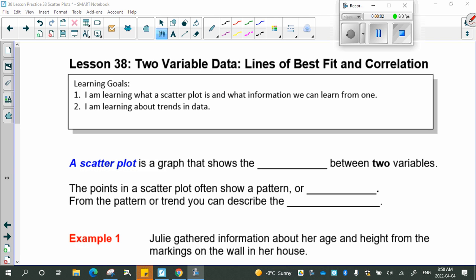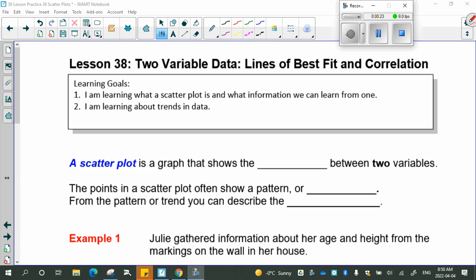All right, so we're looking at two variable data, lines of best fit and correlation. And as I said, a lot of it is common sense. So don't think that it's hard, a lot of it's common sense. So we're learning what a scatter plot is and what information you can learn from one. And we're learning about trends in data.